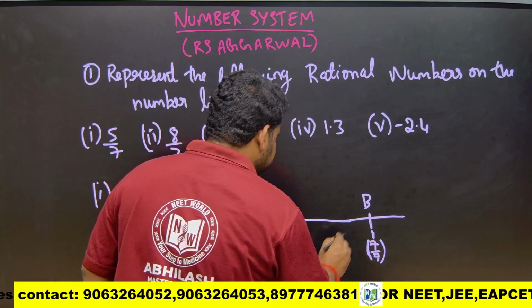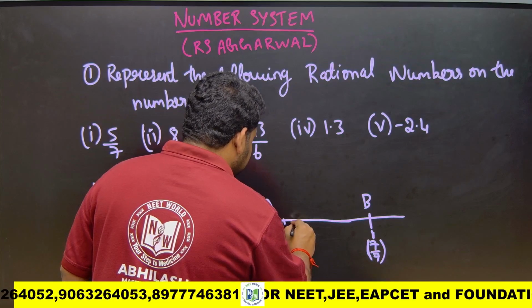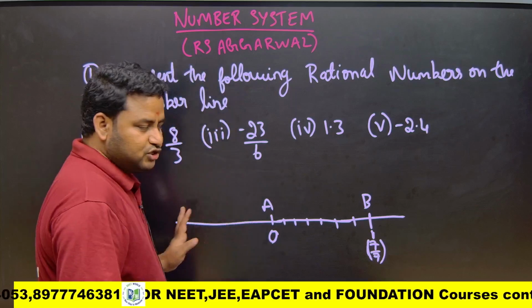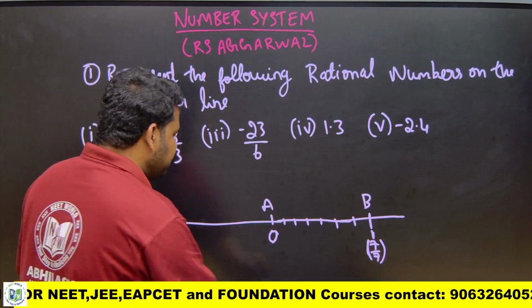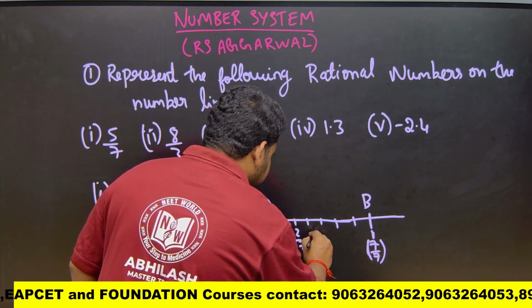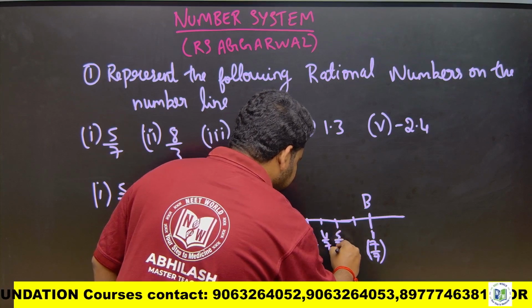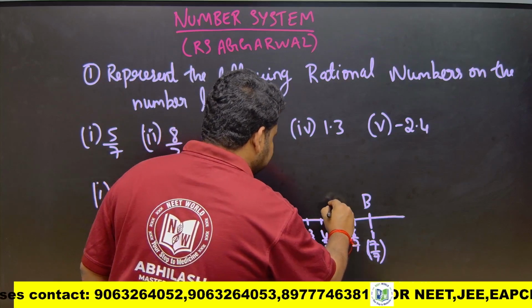The denominator is 7, so let us divide it into 7 equal parts. Let it be 1, 2, 3, 4, 5, 6 and 7. We have to divide it into how many parts? 7 equal parts. So this will be 1 part, which is 1 by 7, this will be 2 by 7, 3 by 7, 4 by 7, 5 by 7, 6 by 7, and this will be 7 by 7. So I want 5 by 7. Let me name this as P.